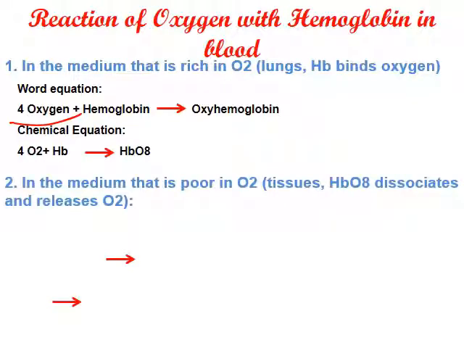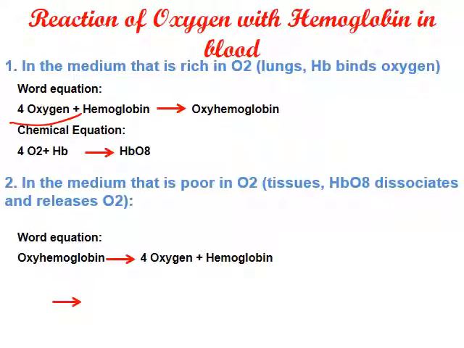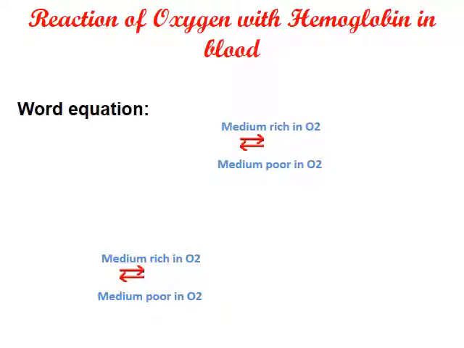While in a medium that's poor in O2, HbO8 is going to dissociate into oxygen and hemoglobin in order to release oxygen, since there is a deficiency in oxygen. So oxyhemoglobin is going to give 4 oxygens plus hemoglobin. The chemical equation is HbO8 gives 4O2 plus Hb, the opposite of this. This is how oxygen is transported.